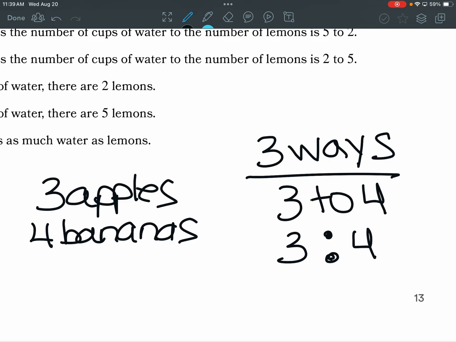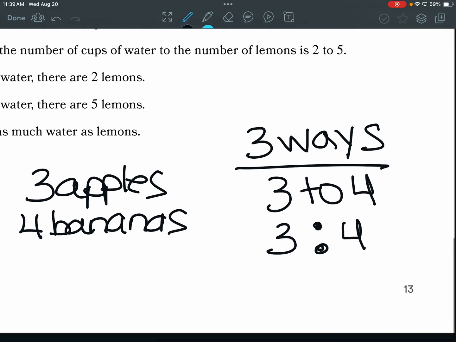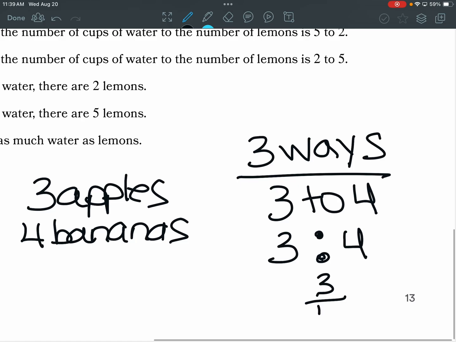That is the second way, 3 to 4. And that is the third way, 3 to 4. Yes, it is a fraction. A fraction is a ratio.